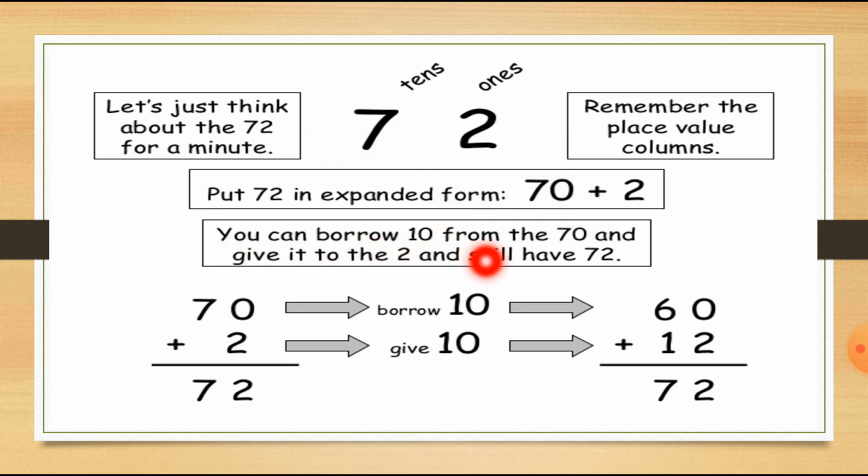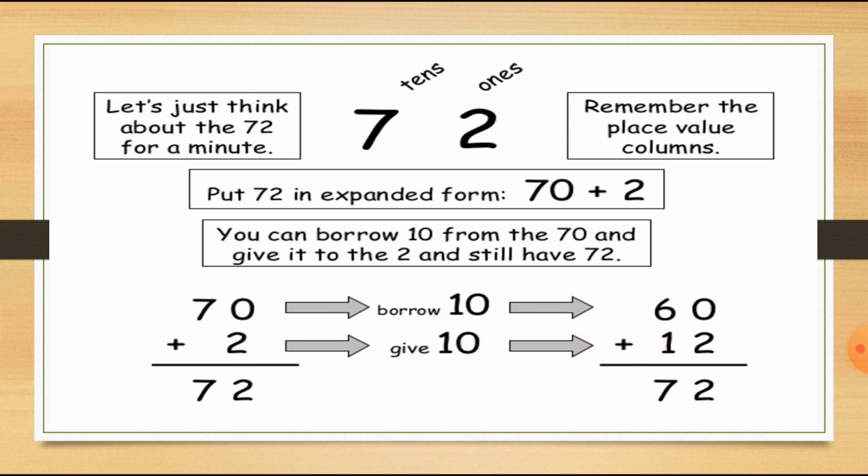Now you can borrow 10 from the 70. We are taking 10 from this 70. So just think, if you cut 10 from the 70, which number will you get? If you cut this 10 from this 70, you will get 60 only, and give it to the 2, and we still have 72. So if you take 10 from this 70, you will get this 60, and this 2 is as it is. So here is 72 and here is 12.